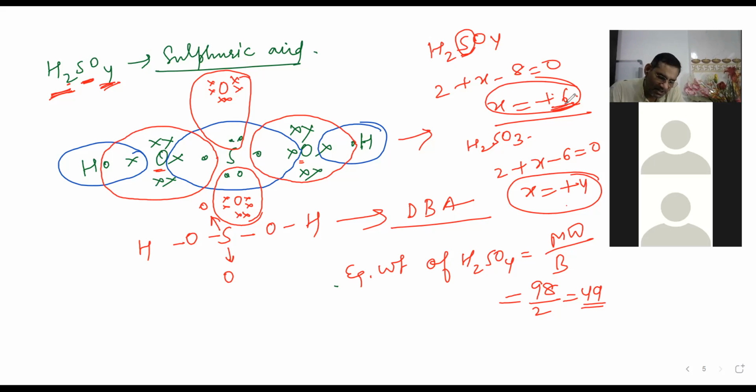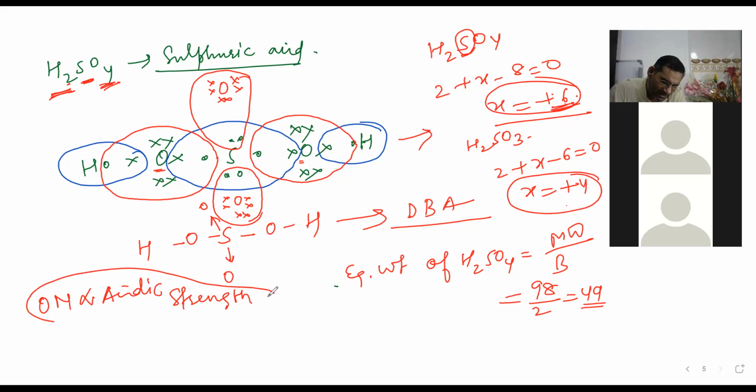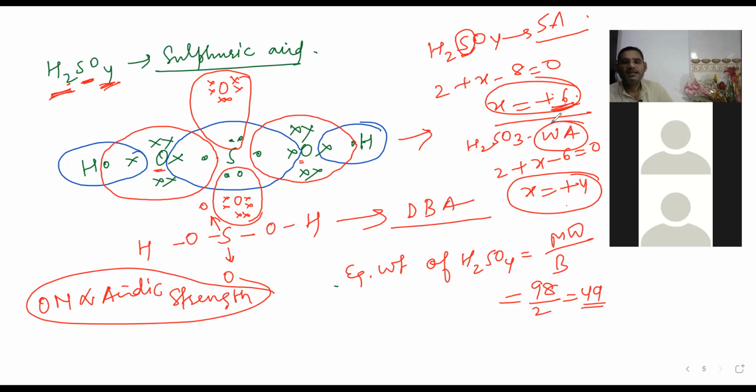Which is having the higher oxidation number? The higher the oxidation number, the more will be the acidic strength. So this will be the stronger acid, and that one will be the weaker acid. Since in H2SO4 sulfur is having the plus 6 oxidation state, and in H2SO3 sulfur is having the plus 4 oxidation state, H2SO4 will be a stronger acid, because the more the oxidation number, the more will be the acidic strength. So in this way you can calculate all this.